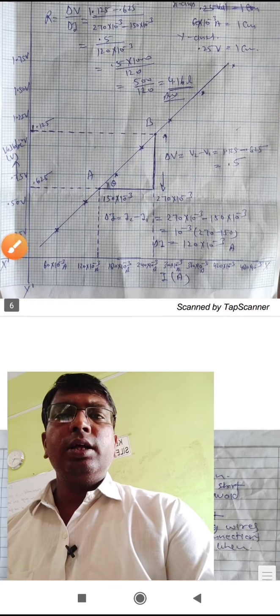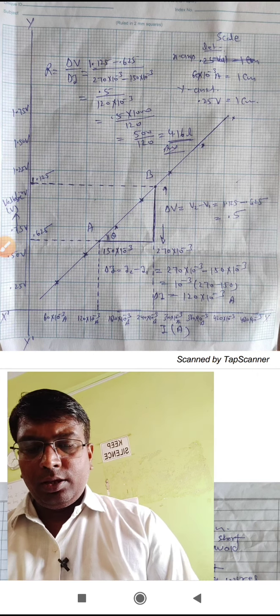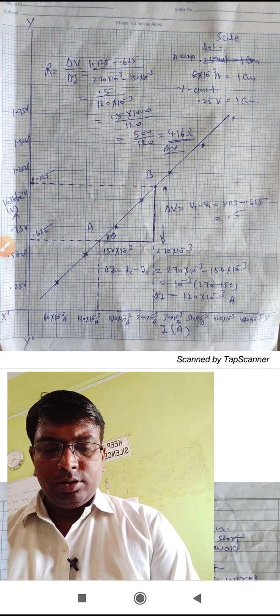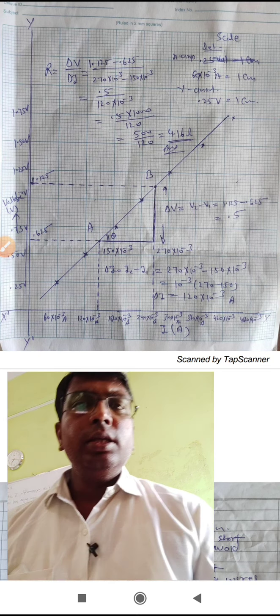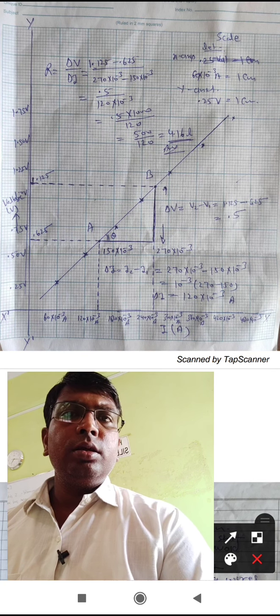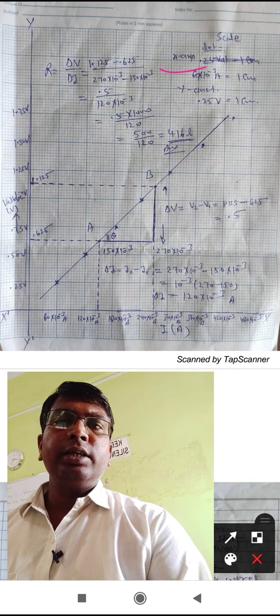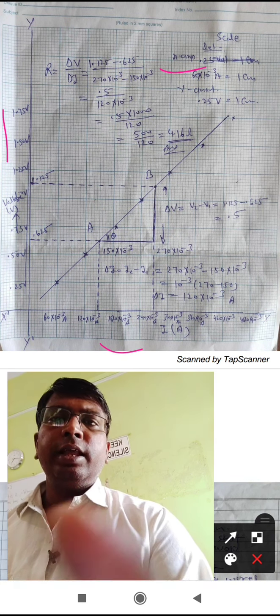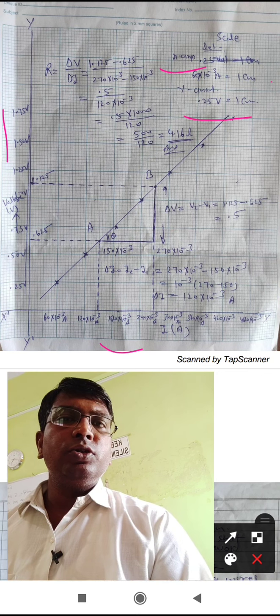Now we plot the graph. Here first we mention the scale. Current is taken along the x-axis and voltage along the y-axis. Here we take the scale 6 into 10 to the power minus 3 ampere equals 1 centimeter on the x-axis, and on the y-axis 0.25 volt equals 1 centimeter.